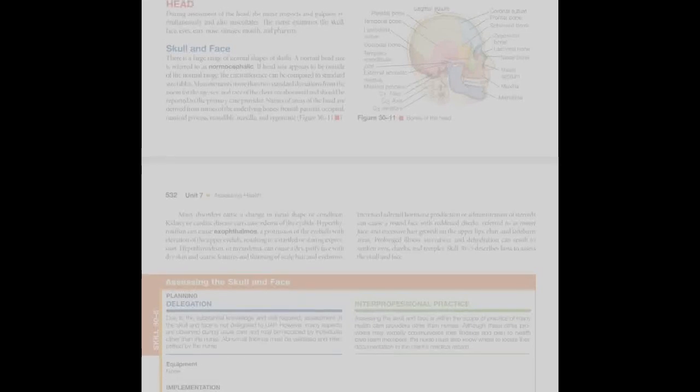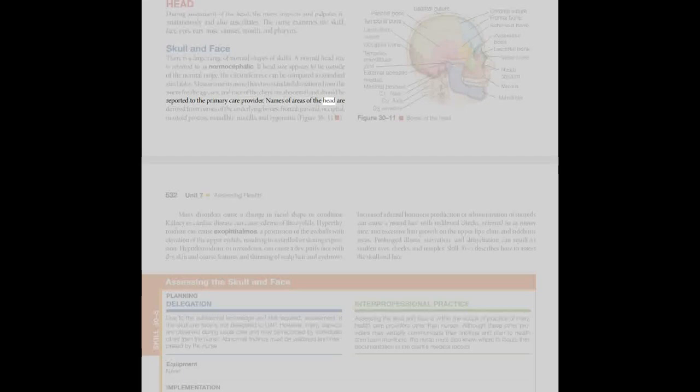Head. During assessment of the head, the nurse inspects and palpates simultaneously, and also auscultates. The nurse examines the skull, face, eyes, ears, nose, sinuses, mouth, and pharynx. Skull and face: there is a large range of normal shapes of skulls. A normal head size is referred to as normocephalic. If head size appears to be outside of the normal range, the circumference can be compared to standard size tables. Measurements more than 2 standard deviations from the norm for the age, sex, and race of the client are abnormal and should be reported to the primary care provider.